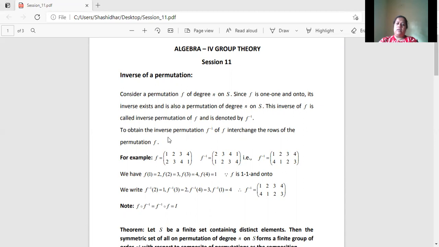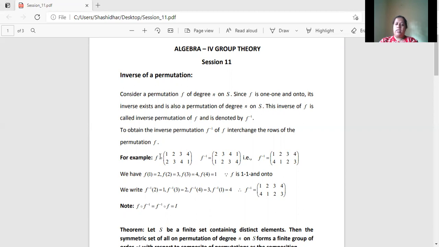And here, how to find the inverse permutation of the given permutation. Suppose you take f inverse as the inverse of the permutation f, then if we just interchange the rows of the permutation f, we'll get the inverse permutation. That means in the given permutation, you have to just interchange the first and second rows. For example, here we have the permutation f whose elements are 1, 2, 3, 4 with the images 2, 3, 4, 1.